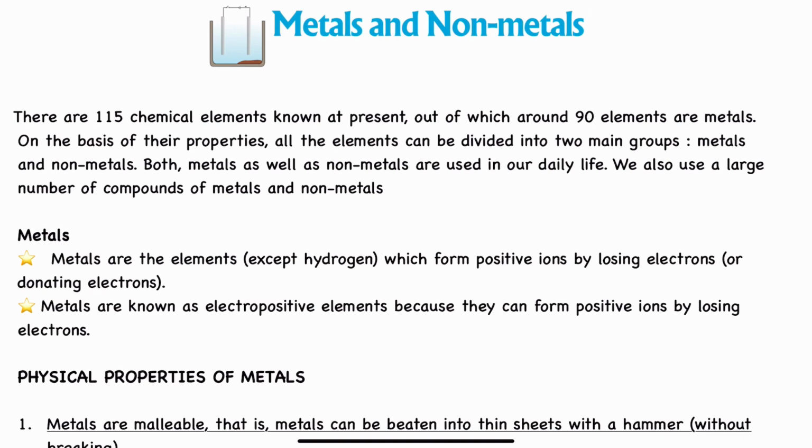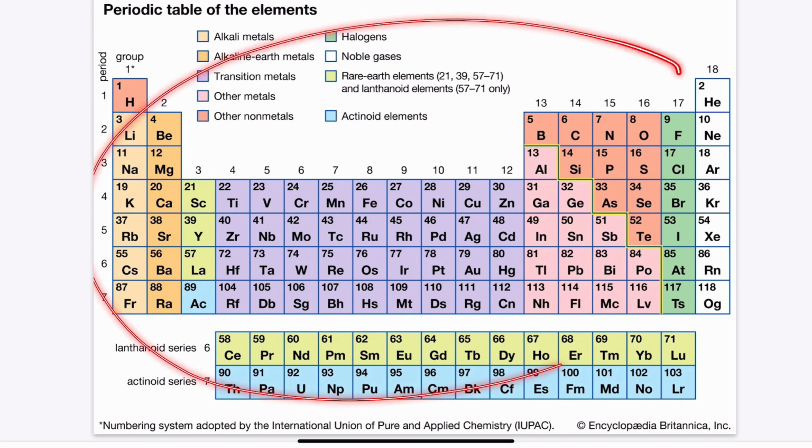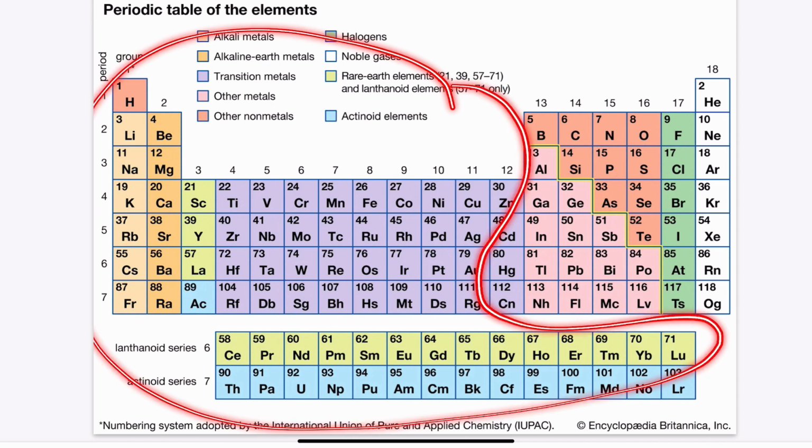My name is Mansi Gupta, and today we are going to start a new chapter, that is metals and non-metals. If you see here, we have around 118 elements in total, and out of them, 90 are metals. We generally see that this right portion is the part of the non-metals, and most of this left portion is the metal part.